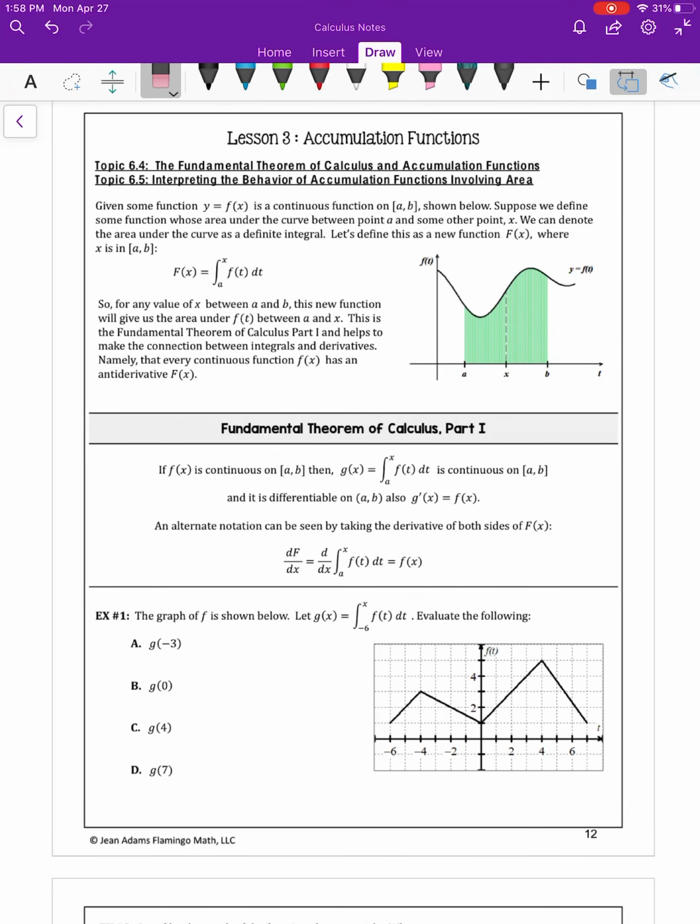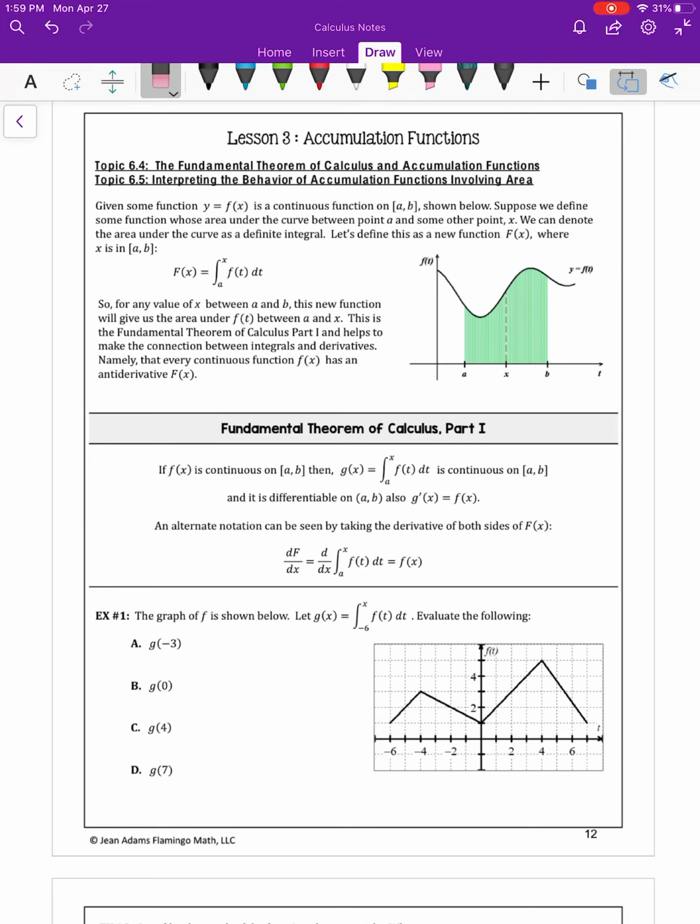Unit 6, Lesson 3, Accumulation Functions. Given some function y equals f of x is a continuous function on the closed interval ab shown below. Suppose we define some function whose area under the curve between point A and some other point x. We can denote the area under the curve as a definite integral.